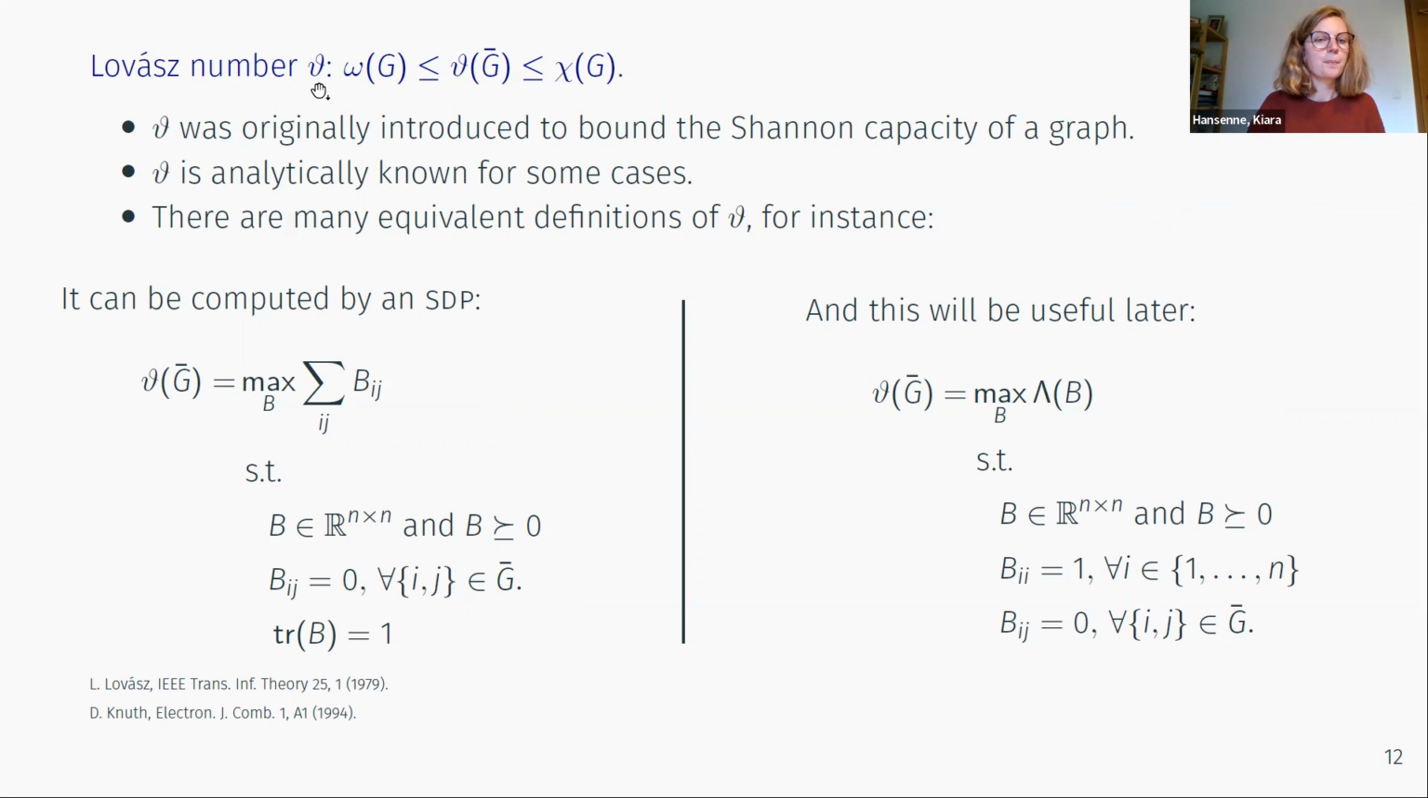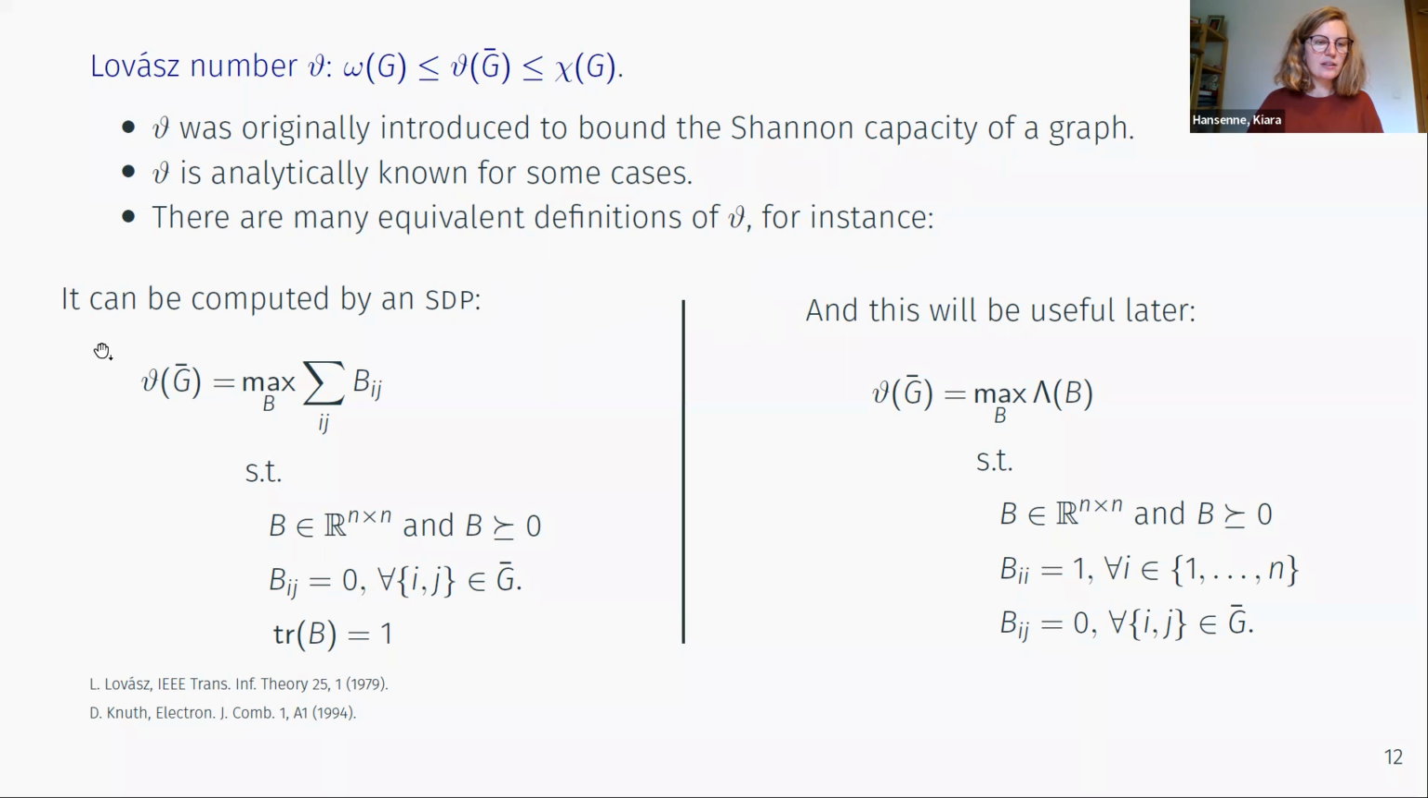So this Lovász number theta was originally introduced to bound the Shannon capacity of a graph, but in the end, it has been used in many different applications, and it's not always related to this Shannon capacity. For instance, like in our case now. And for some graphs, theta is actually analytically known, but otherwise, there are many different definitions for theta, and they are all equivalent. And here I've decided to show 2.